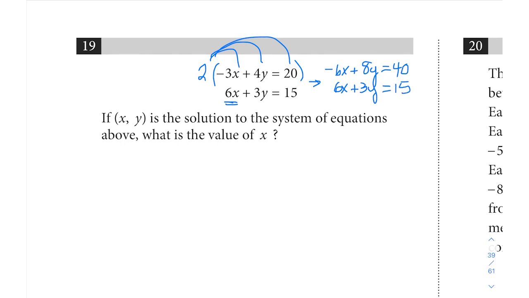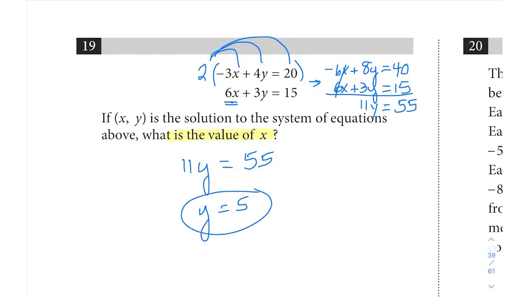And in the equation below, we keep that the same. We have 6x plus 3y equals 15. And now, as we combine those, when we add everything together, the negative 6x and the positive 6x cancel out. 8y and 3y will give us 11y, and 40 and 15 gives us 55. So now we have 11y equals 55, and we can divide both sides by 11, which gives us y equals 5.